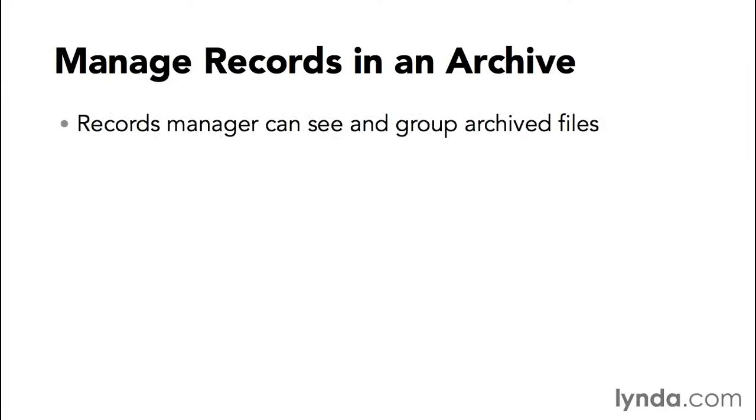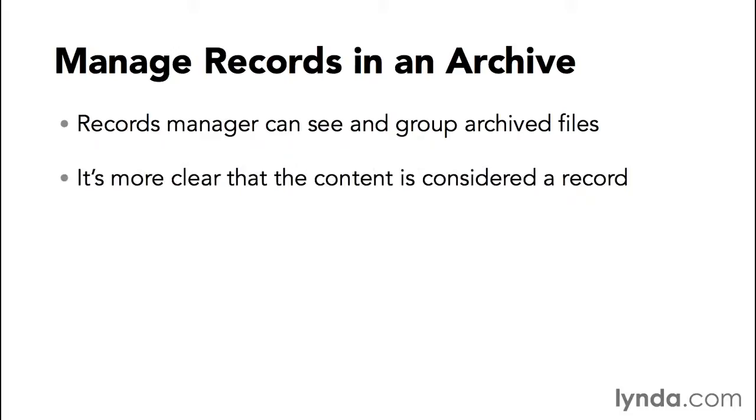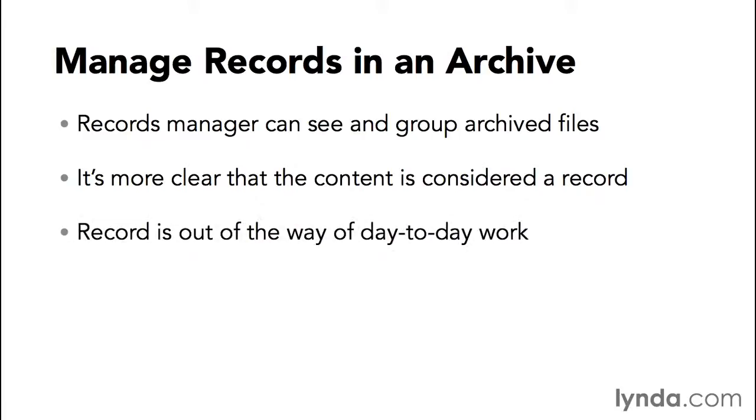When you manage records in an archive, the records manager can see and group the archived files. Some records managers may want to see all the files in one place. It's more clear that content in a record center is considered a record. In some cases, it may reduce the possibility for confusion. The record is out of the way of day-to-day work. In some cases, that may be the way that you prefer to work.